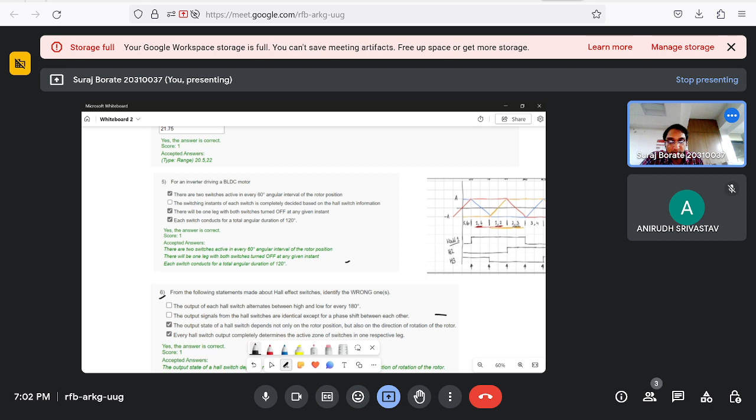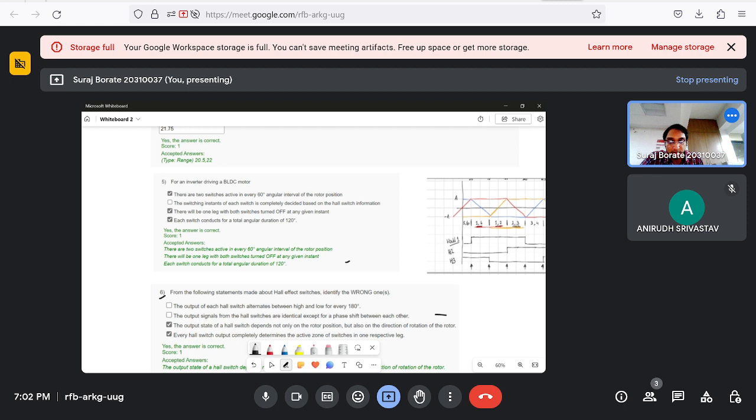Myself. So I am Suraj Borate. I am Nptel TA for Introduction to Robotics course from IIT Gandhinagar. And what we do in these sessions is that we solve previous year assignment questions that hopefully are helpful in the current assignment, which are very similar.